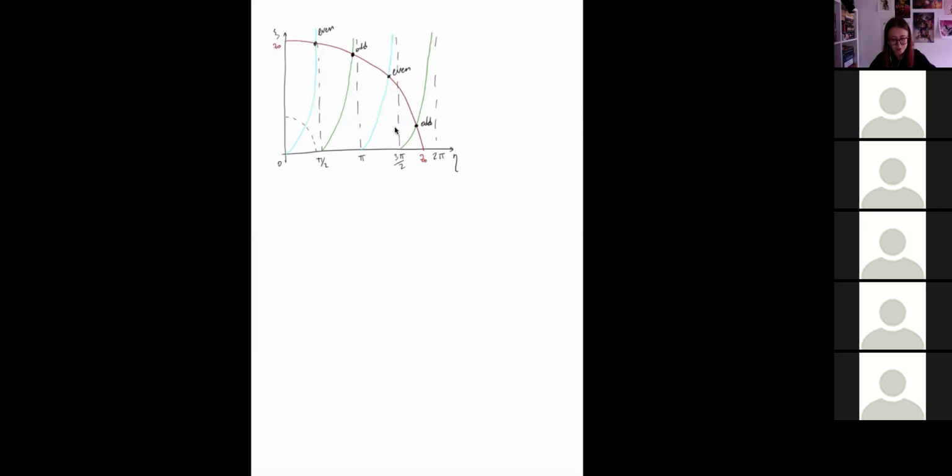Okay, so now finally, what about the eigenstates for the wave function? Well, we can sketch them. We already know kind of how they look. So sketching energy eigenstates.